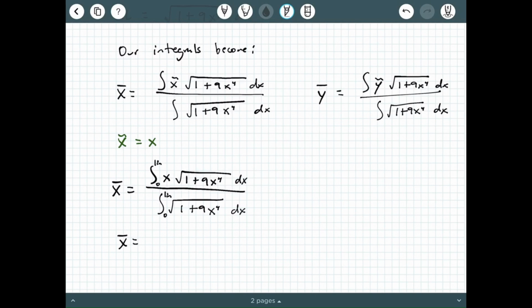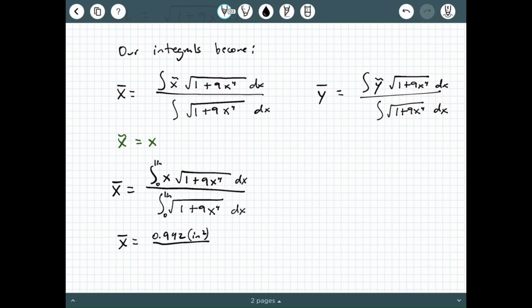So let's evaluate this numerator first. The integral from 0 to 1 of x times the square root of 1 plus 9x raised to the 4th power. And I get 0.942. My units will actually be inches squared in that numerator.